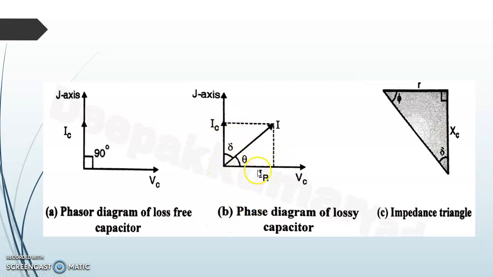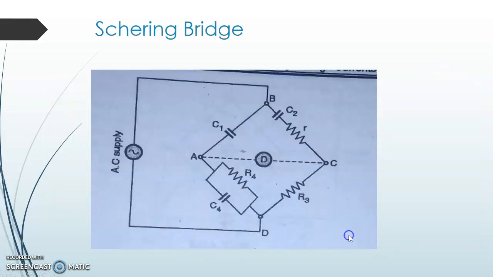IC and IR both are the components of the current, where IR is the charging current, which is given by the voltage upon resistance of the dielectric, and this impedance triangle is found from this phasor diagram.